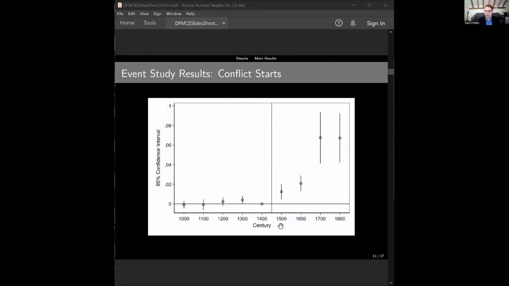If you want to see the event study, this is the event study. Not only does conflict really only take off in cells that are suitable for New World crops after 1500, it looks as though the effect is slow to kick in, and this matches what we know from the secondary historical literature on the diffusion and the speed at which New World crops diffused to the Old World.